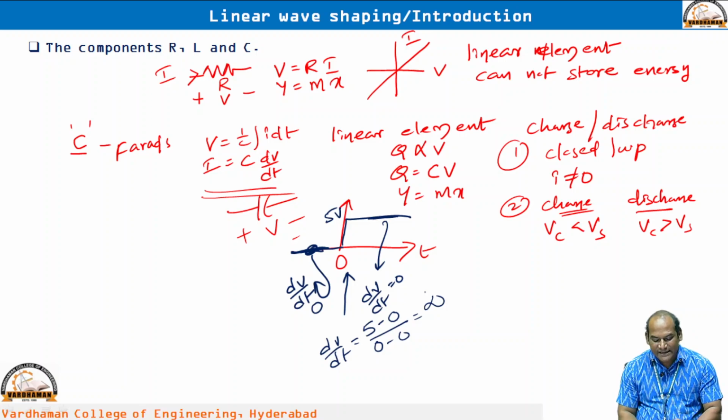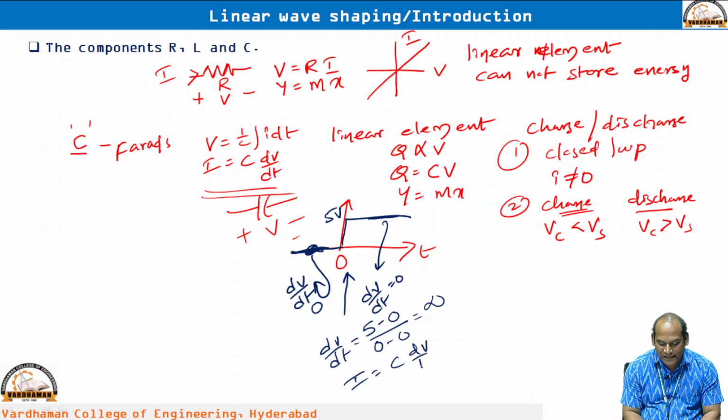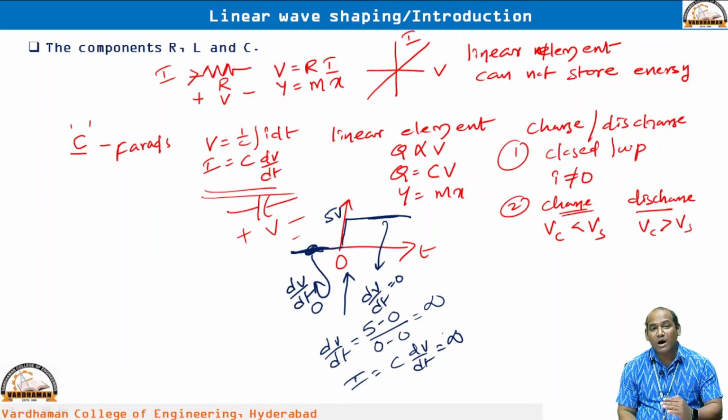If dV by dt is infinity, what is I? I is equal to C into dV by dt, so you are going to get infinity. That is not possible. So practically, when you have a discontinuity in the voltage applied across the capacitor, it will not allow that sudden change in the voltage. That means the capacitor is not responding to that sudden change. Whatever voltage was previously across the capacitor, the same voltage will be maintained after the discontinuity also. So, keep this in your mind.